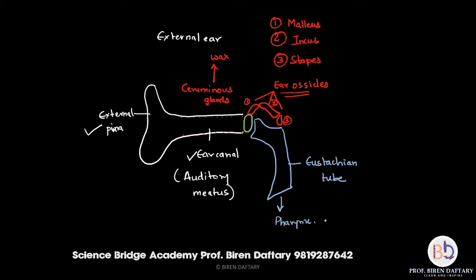Okay, so if the air pressure is too low, the air will pass from the pharynx into the eustachian tube and it will balance out the air pressure. If the air pressure is too high, then the extra air will pass from this eustachian tube into the pharynx. So the function of the eustachian tube is to balance the air pressure on both sides of the ear drum.